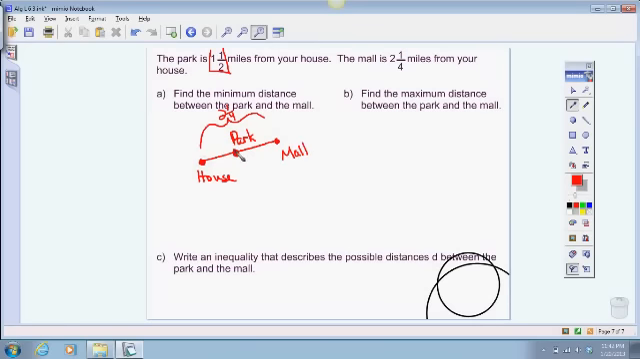So we know that from my house to the park, it's 1.5 miles. But if I went from my house to the mall, it's 2 1/4 miles. Now we're going with the assumption that this is a straight path. And what we want to know is the minimum distance between the park and the mall. What is the closest they can be? Well, the closest they can be is if this lied in a straight path.